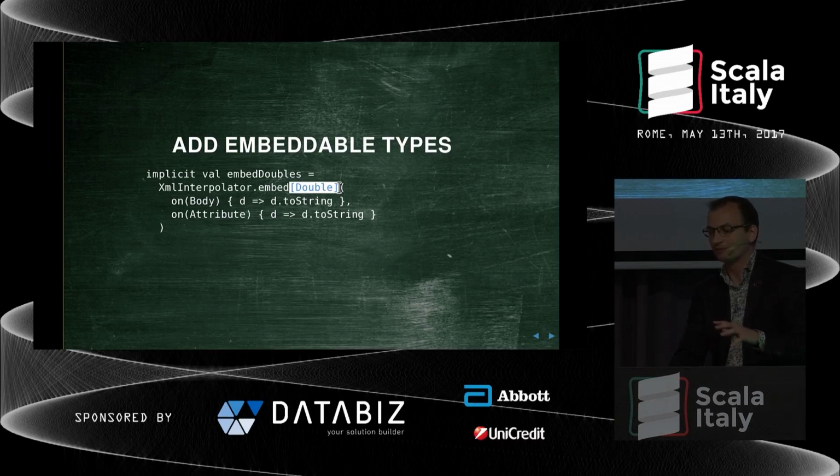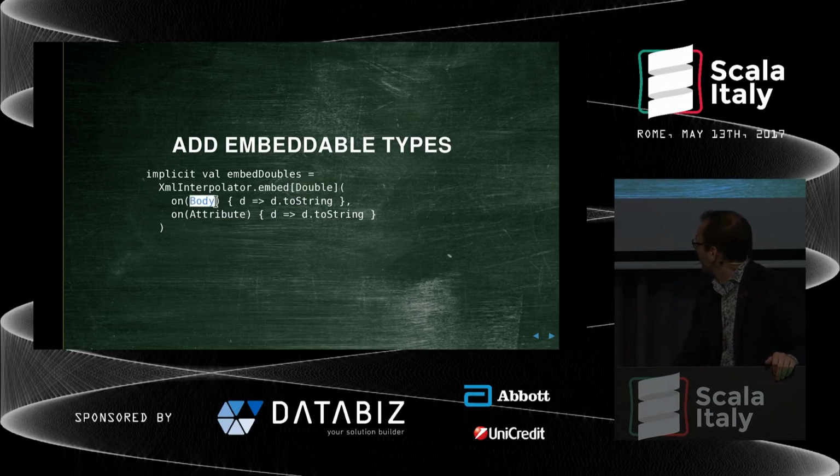Now, by default, you can't substitute doubles. So we're going to extend it, maybe in our own application code, not in the library. In our application code, we want to extend it to support substitution of doubles. And we're going to say in body position, we want to substitute the double just by calling toString on it. That's generally safe to do. Likewise, on an attribute, we're going to just call toString on the double again, and we can now have that double inside a quoted attribute.